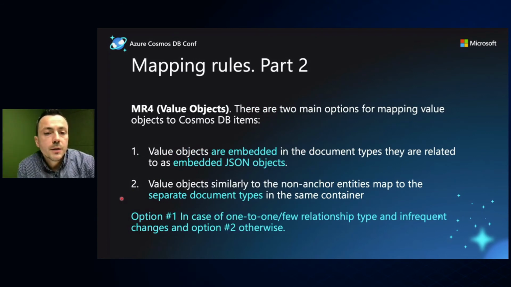And here there are two possible options. The first one actually works in the majority of cases. Value objects are embedded into the appropriate parent document type as embedded JSON objects. Another option is that they could be treated as a separate document type inside the same container. Option one we use in case we have a one-to-many or one-to-few relationship type and infrequent changes inside these attributes. Otherwise, we just go for option number two.